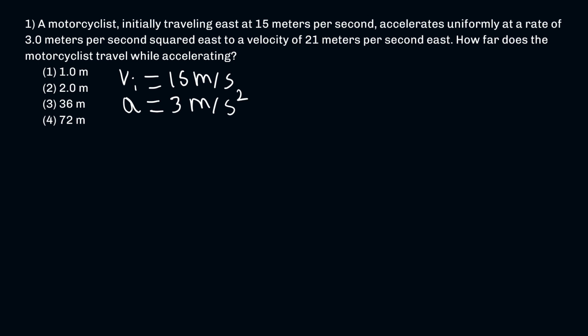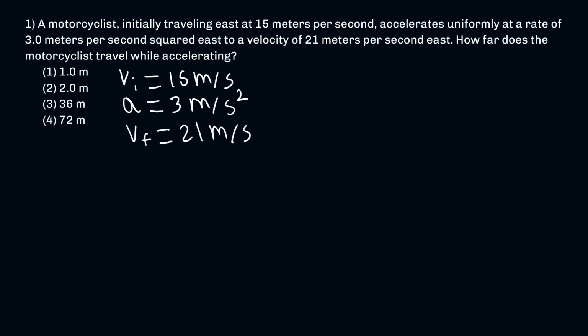Finally, I go to a velocity of 21 meters per second east. Again, it is going to be velocity. It tells me explicitly it is velocity. That is my final velocity, and it is to the east again, so that means that it is positive. So I have here VF is equal to 21 meters per second.